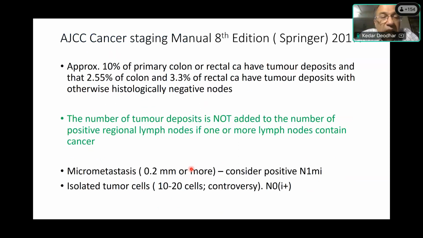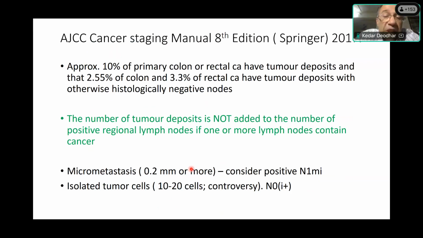The textbooks also tell us that the number of tumor deposits is not added to the number of positive regional lymph nodes if one or more lymph nodes contain cancer. And here I will confess that sometimes, practically, I have counted those in the total number of nodes. We have, say, 2 nodes which are positive out of 14, and if we have one or 2 or 3 tumor deposits, I have used in the report that we have 2 positive nodes and 2 further tumor deposits, best regarded as N2A or N2B disease, depending on the number. So I've confessed that I've done that.